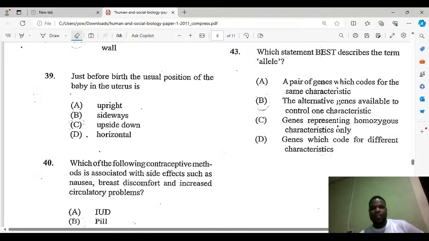Moving on. Which statement best describes the term allele? Again, this is pretty simple, especially for those who are here. A: a pair of genes which code for the same genetic characteristic; B: the alternative gene available to control one characteristic; C: a gene representing homozygous characteristics only; D: a gene which codes for different characteristics. What would be the answer, guys? Let's go.